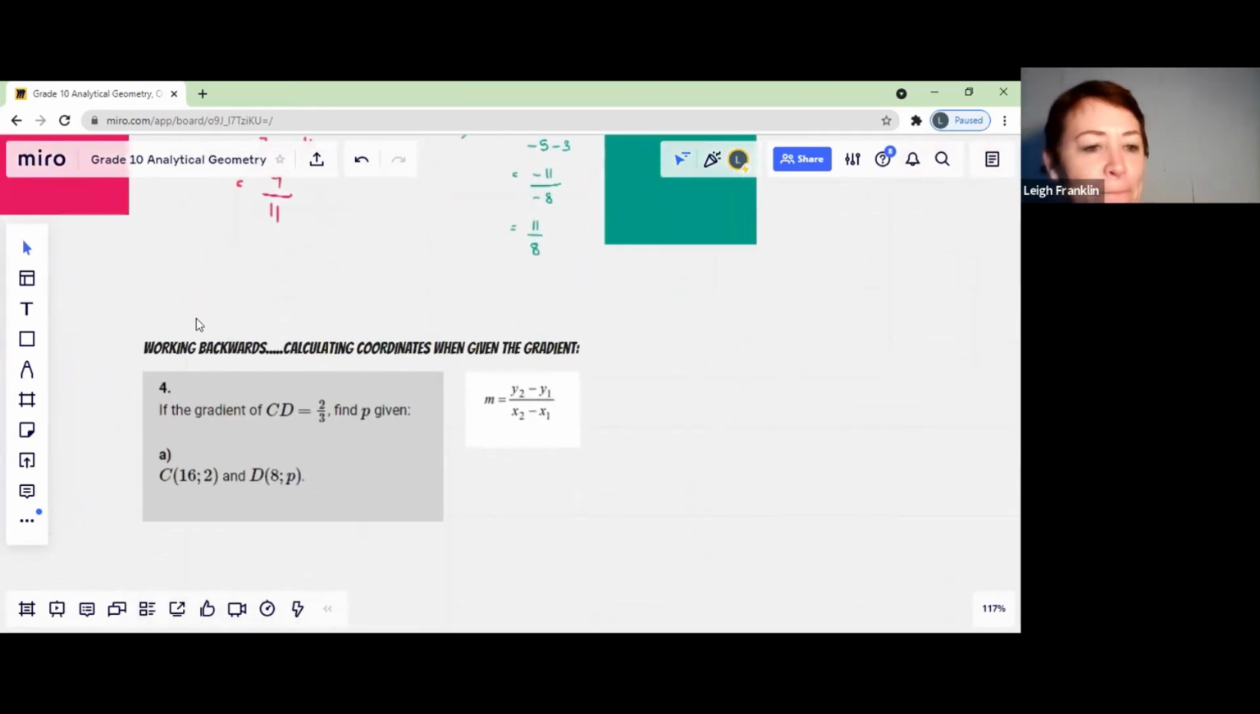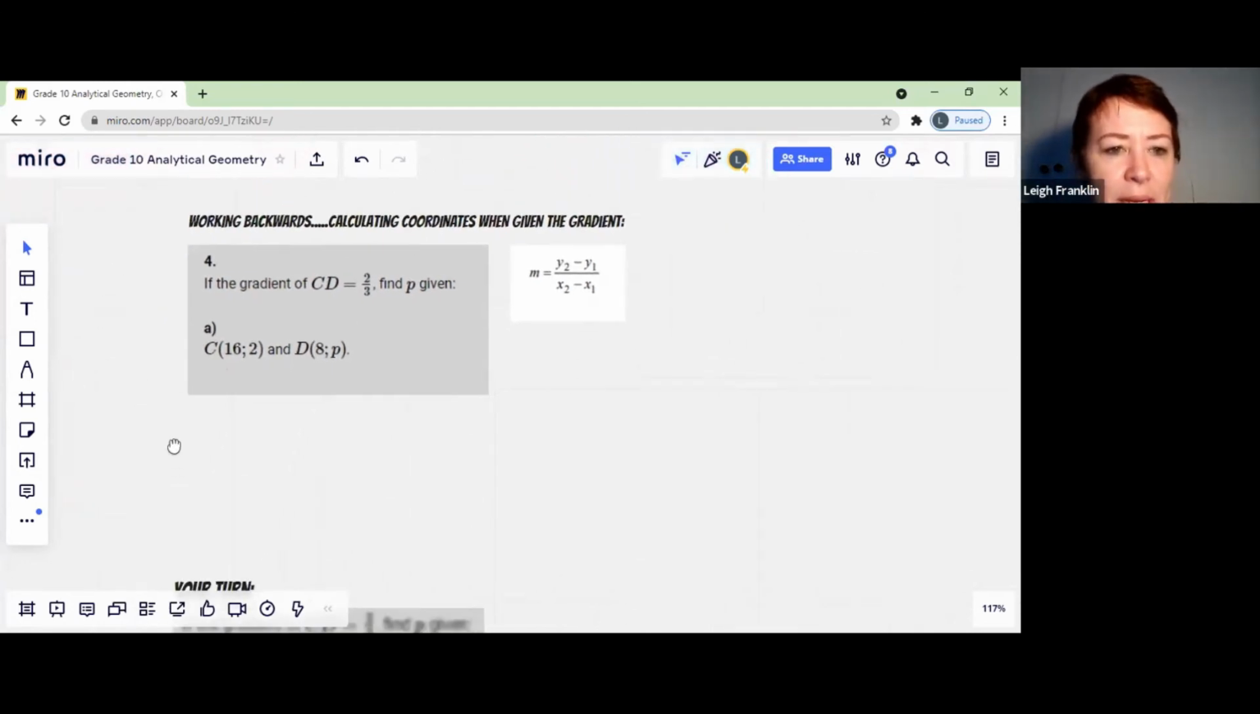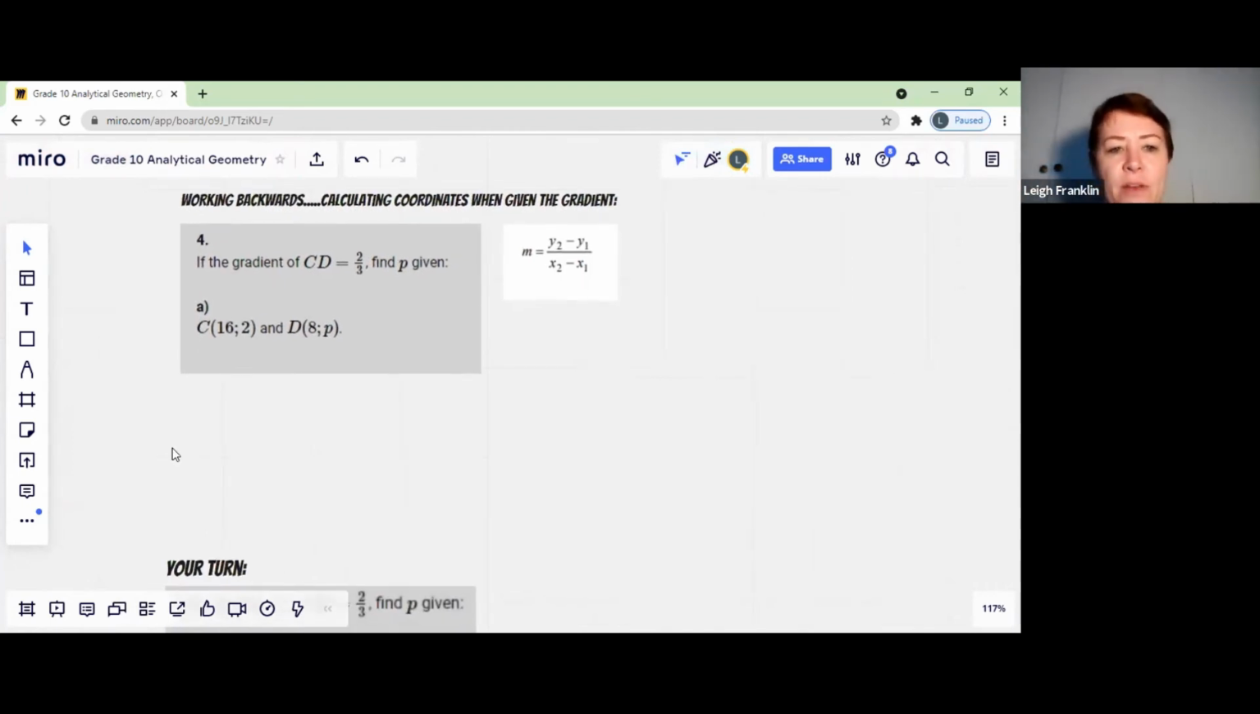Okay, so now that we've practiced substituting into the gradient formula, now I want to show you how we would work backwards, okay? So in this particular case, we have been given the gradient of line CD, and we've been told that its gradient is 2/3. They want us to work out the missing coordinate P, which is the missing Y coordinate at D, using the gradient formula.